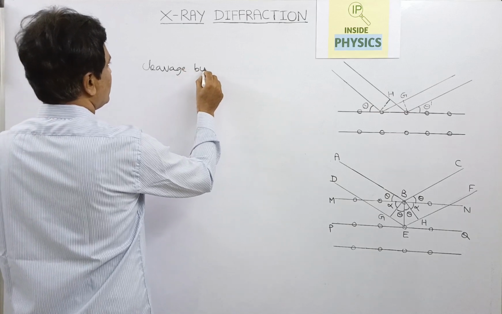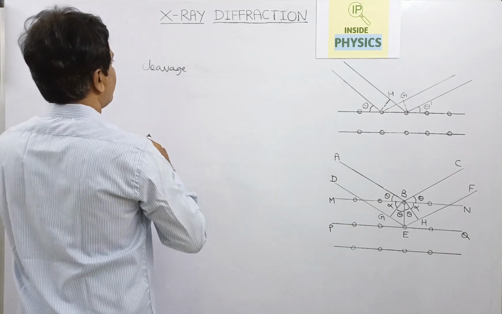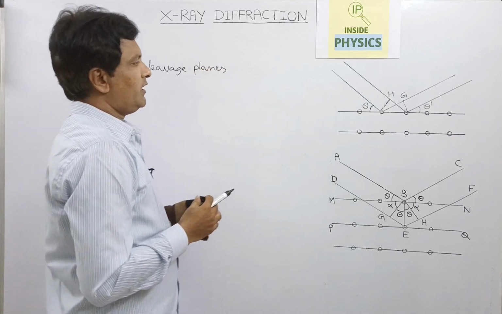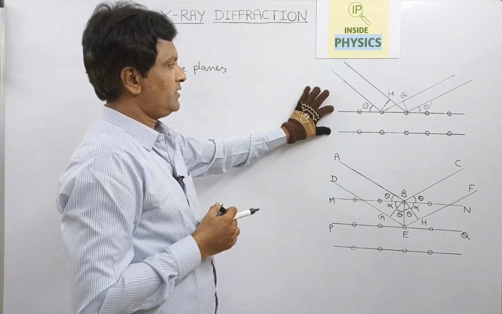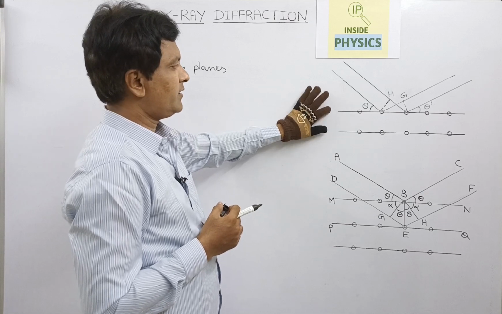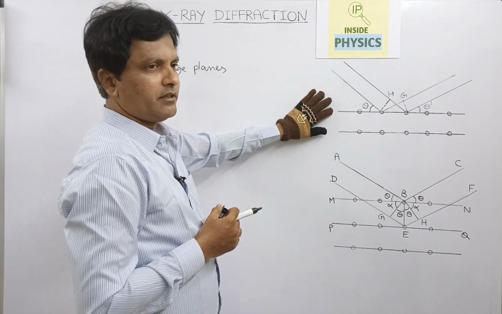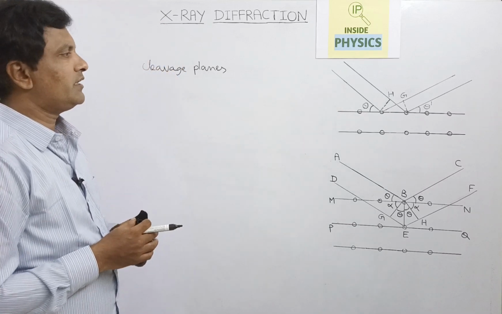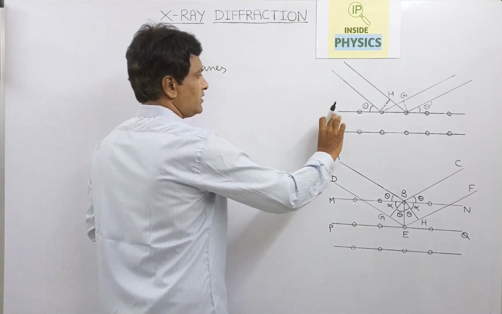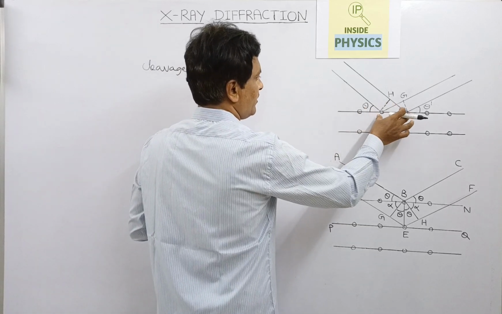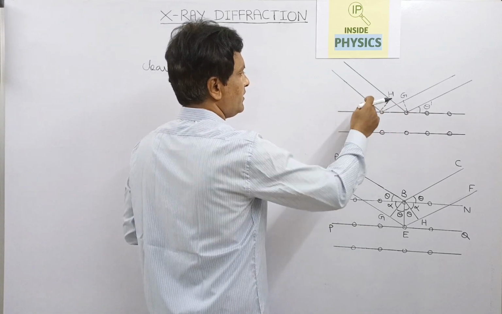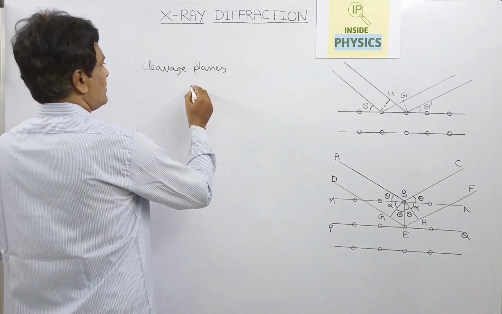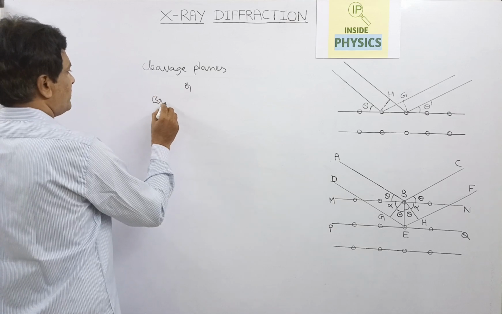These planes are called cleavage planes by Bragg. Why? Because they have some space, some cleavage between them. The interplanar spacing is very small, of the order of the wavelength of the incident light. This cleavage is the reason for the path difference between the reflected wave and the incident wave. These cleavage planes are also famously known as Bragg planes.